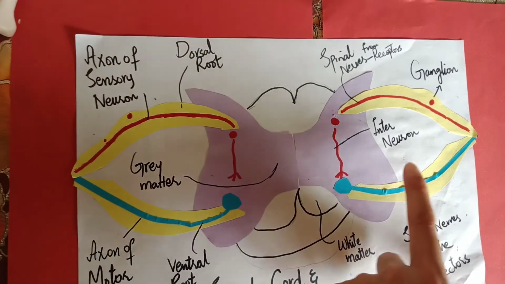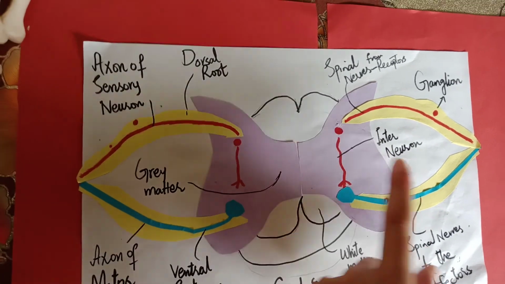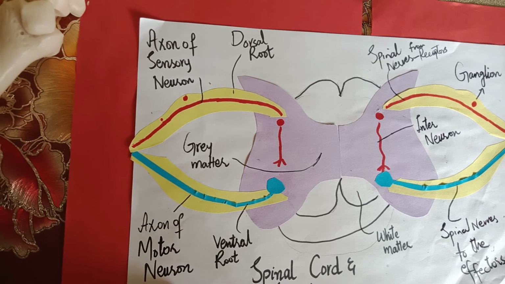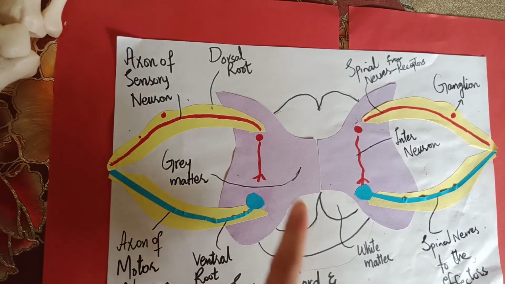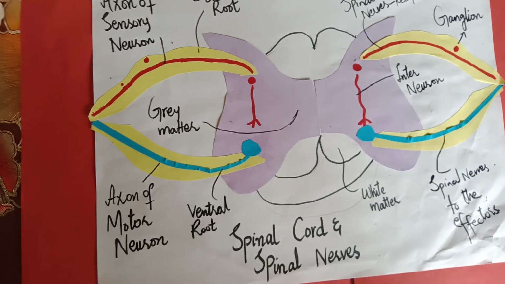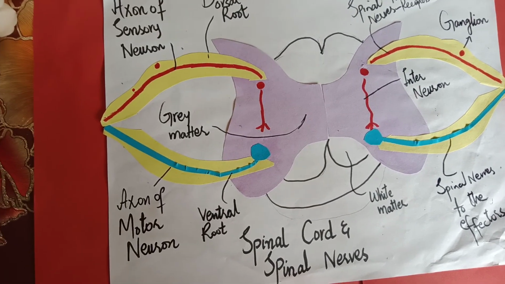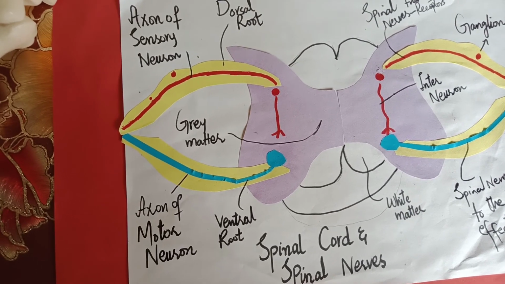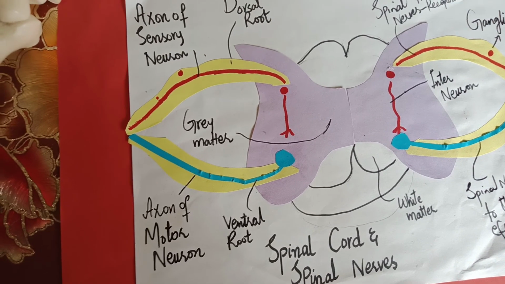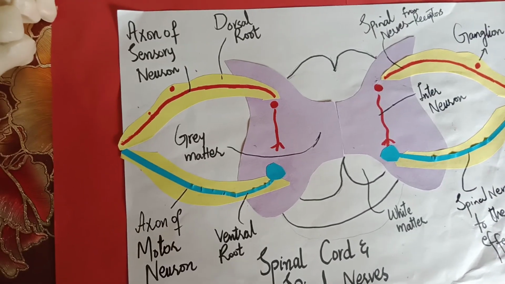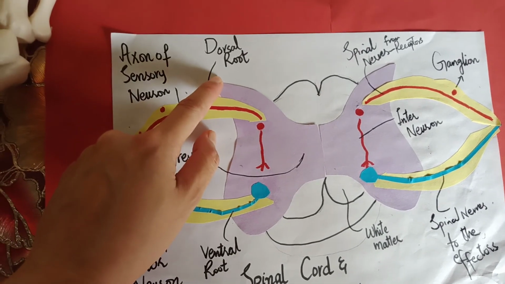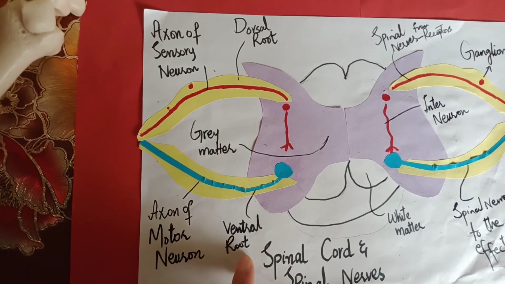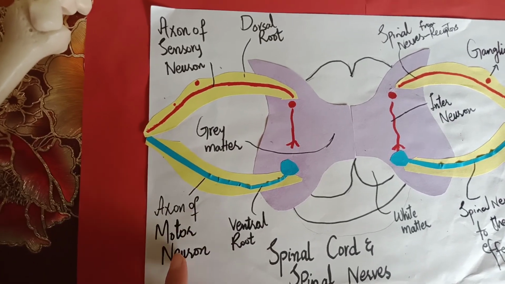These are called mixed nerves because they contain the axons of sensory neurons and the axons of motor neurons. So these are mixed nerves. At the point where a spinal nerve arises from the spinal cord, there are two roots of the spinal nerve. Both roots unite and form one mixed spinal nerve. The dorsal root contains axons of sensory neurons, while the ventral root contains the axons of motor neurons.